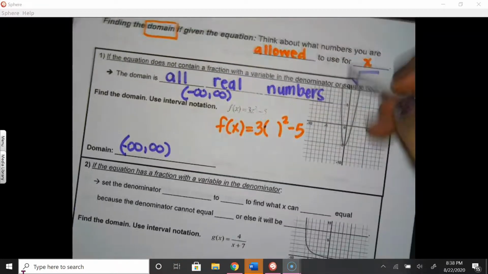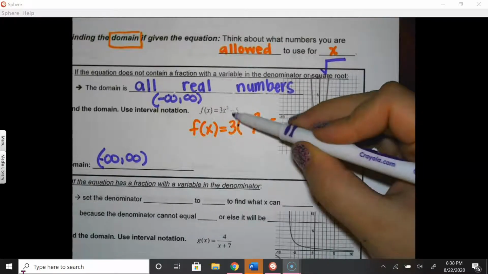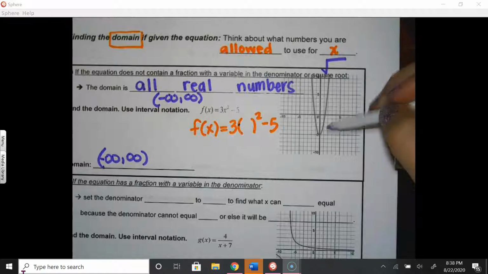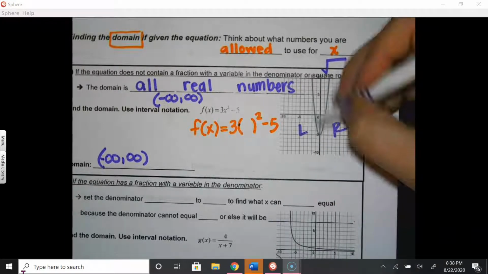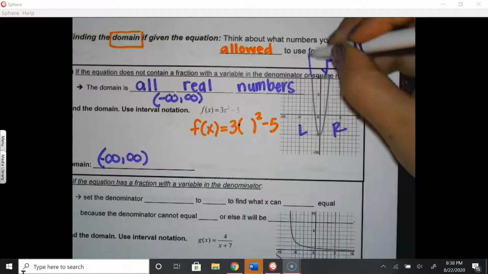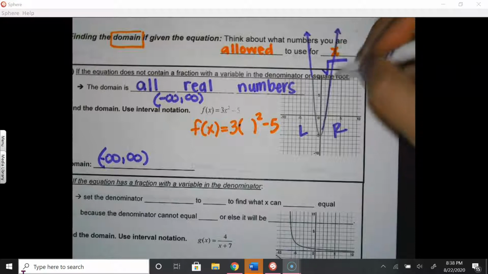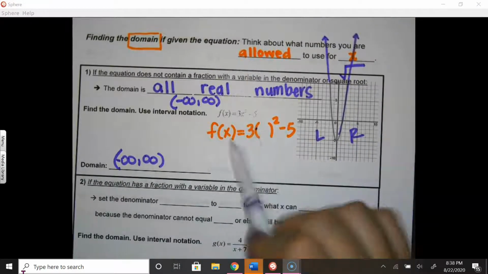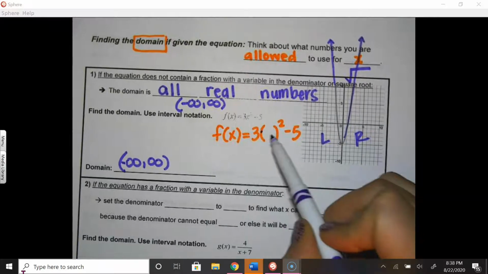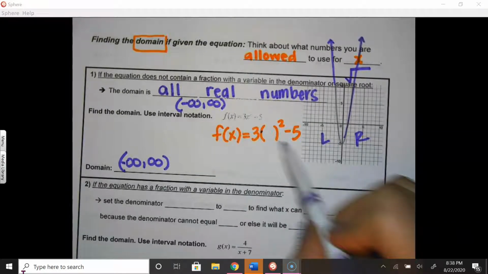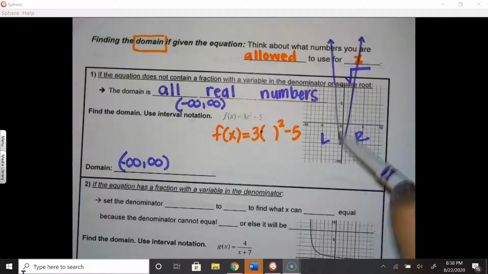Okay, so now I graph this. So I went to the graphing calculator and I said graph 3x squared minus 5. So here's the graph of that. So if we double check it, if we go left to right, you could see that this graph keeps going and going and going on the left, and it keeps going and going on the right. So it matches what we got by just thinking about it. What numbers, because that's what x is, numbers that go in for x. All numbers can go into x.